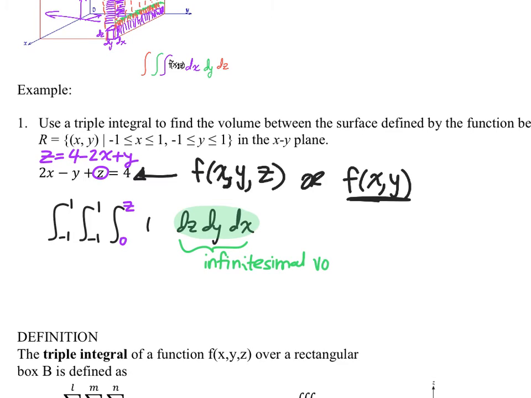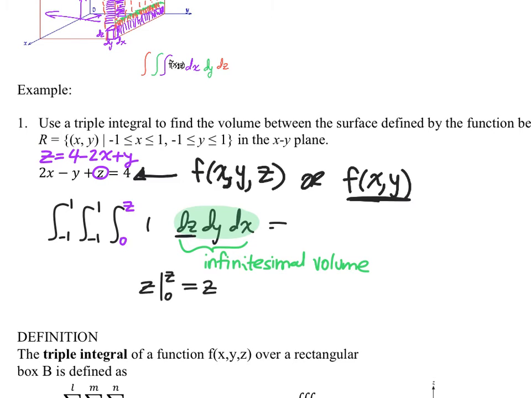So, volume. By integrating all of those infinitesimal volumes together, I'm getting the true volume bounded by these three boundaries of integration. All right. So, you could carry out the process and say the antiderivative of 1 with respect to z is z on the interval of 0 to z. So that's just z. And that's a general rule.